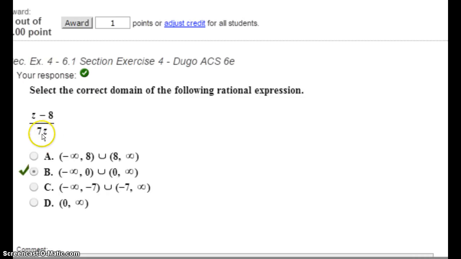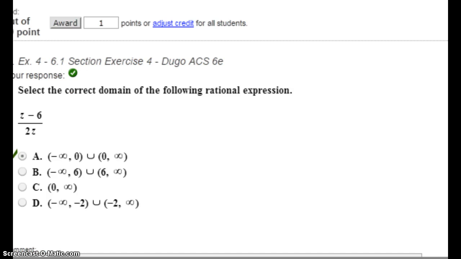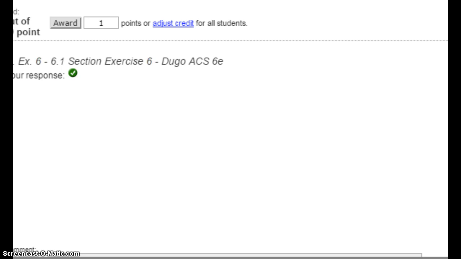One more here, the only thing that would make 0 on the bottom would be the number 0. 0 times 7 would make 0 down here. And you can't divide when there's a 0 on the bottom. So again, negative infinity to positive infinity, cut the 0 out. Again, 0 would make the bottom a 0, so we cut 0 out.